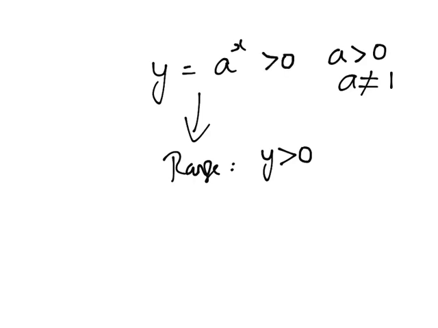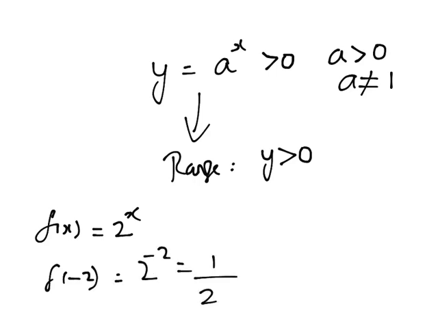Whatever you put for x, even if you put a negative number, for example, let us take f of x equal to 2 power x. So even if you find f of minus 2, it will be 2 power minus 2, which is 1 by 2 power 2, which is actually 1 by 4, which is positive. So whatever number you put for x, you'll always get a positive number. So for any exponential function, the range is all real numbers greater than 0.